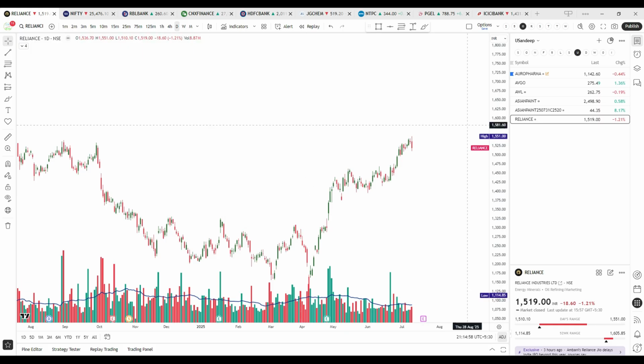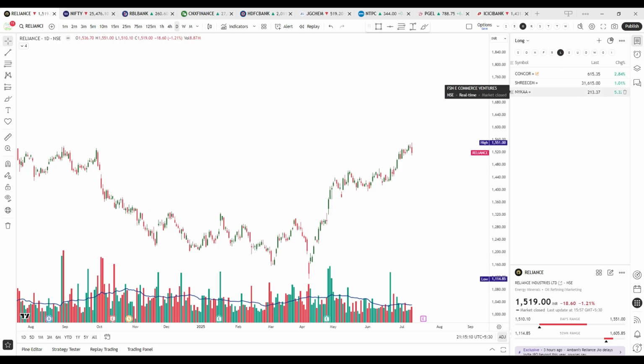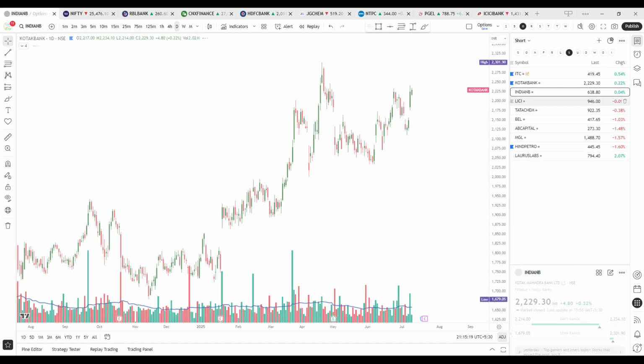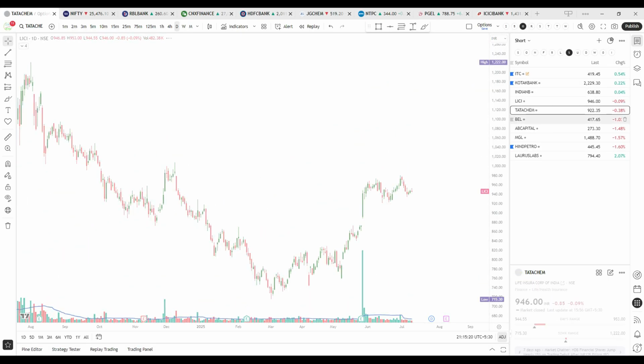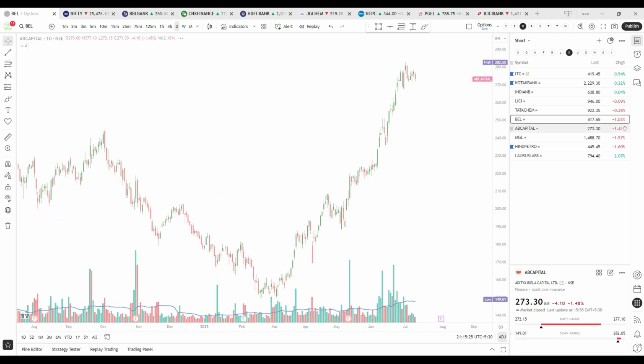But the condition here is you have to check this daily and make a watch list like this. These are the long positions. If I wanted to go for a long position, I would trade these three stocks. If I wanted to go with short positions, these are my shorts, not ITC: Kotak Bank, Indian Bank, LIC, Tata Chemicals, BEL, Tata Capital. Why BEL?